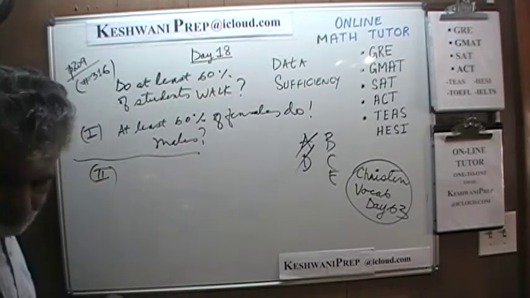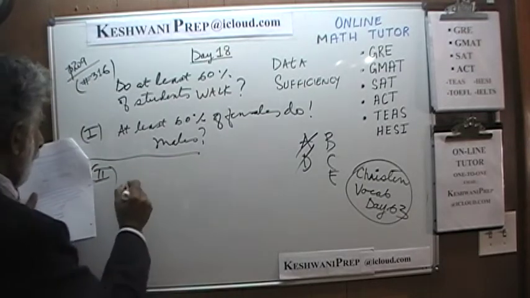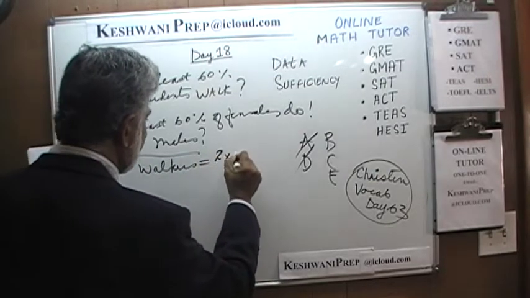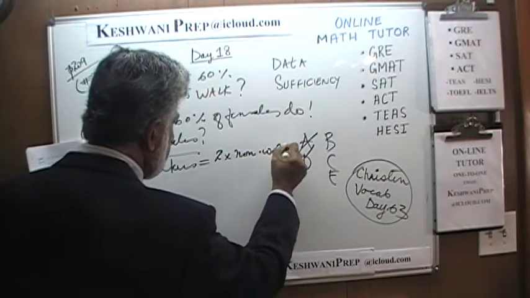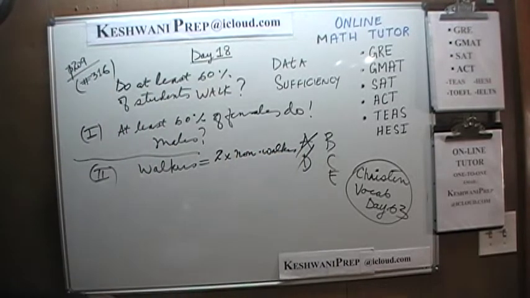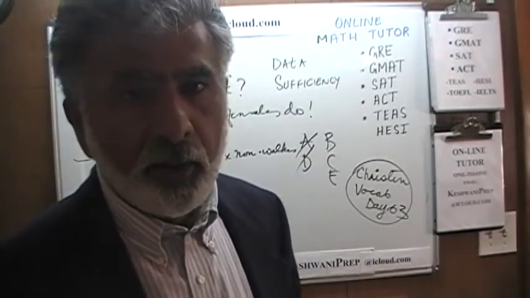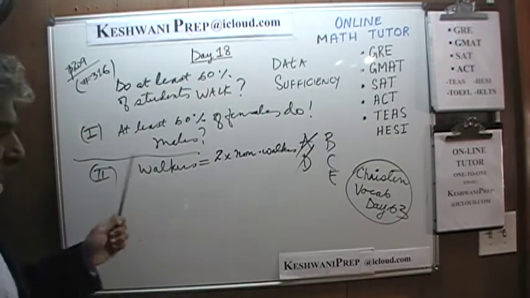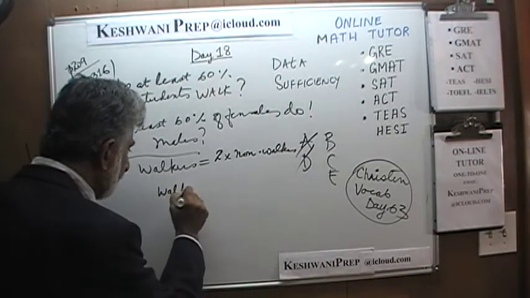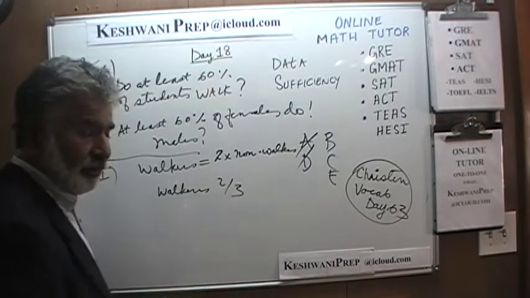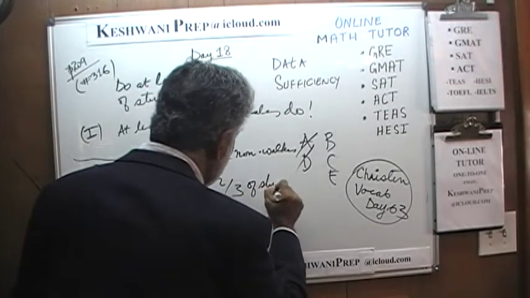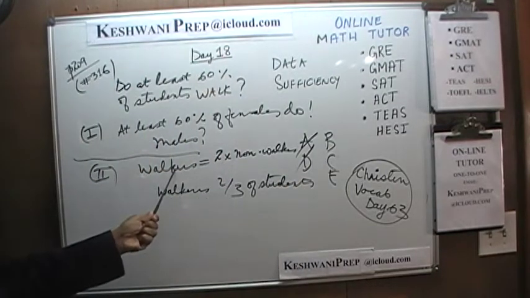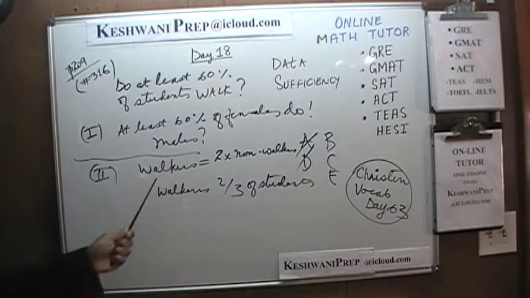The second statement says that walkers are 2 times non-walkers. There are twice as many students in our school who walk as opposed to the ones who do not walk. Well, there you go. If walkers are 2 times as many, that means that the walkers must be two-thirds of students, because we were just told that 2 times as many students walk as the number of students who do not walk. Number of walkers 2 times.